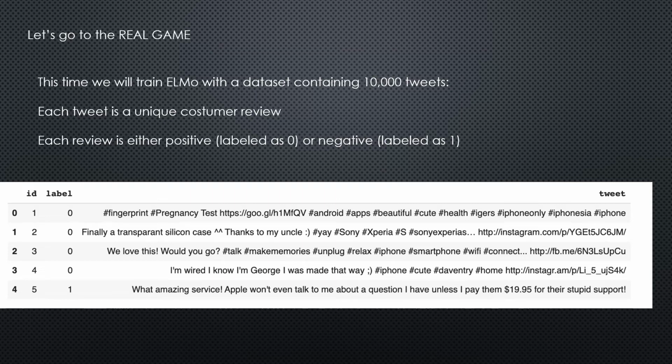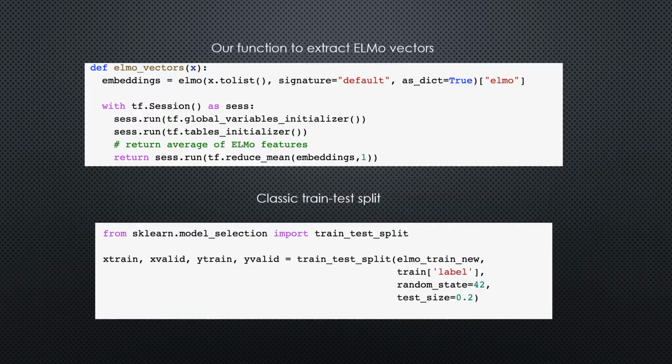We can see that these two word embeddings have different vectors. Let's go to the real game. This time we'll train ELMO with a dataset containing 10,000 tweets. Each tweet is a unique customer review, and each review is either positive, labeled as 0, or negative, labeled as 1. And here's the function to extract ELMO vectors. And we do a classic train test split.